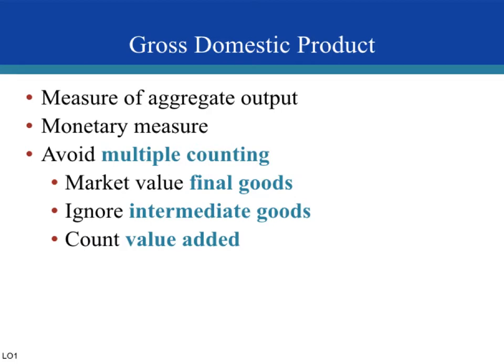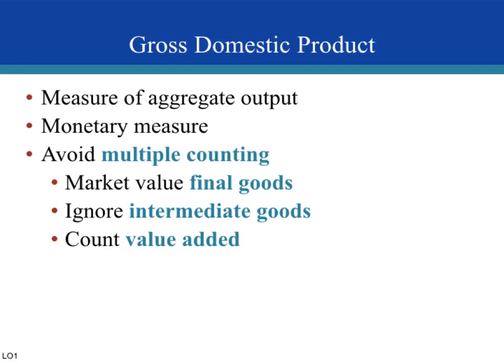Normally when you see GDP quoted, it's either quarterly or yearly. Quarterly is every 3 months. So the first quarter is January through March, the second quarter April through June, the third quarter July through September, and the fourth quarter October through December.